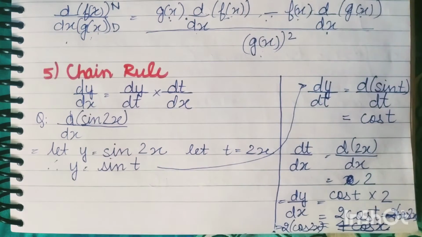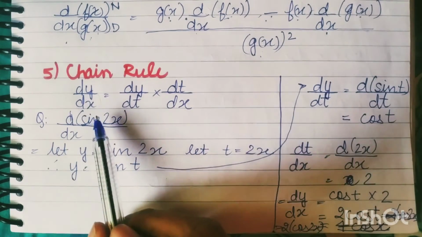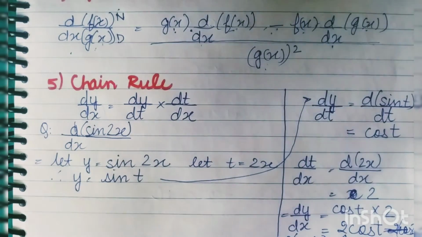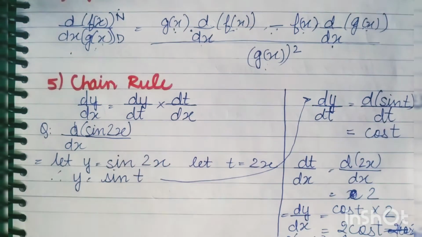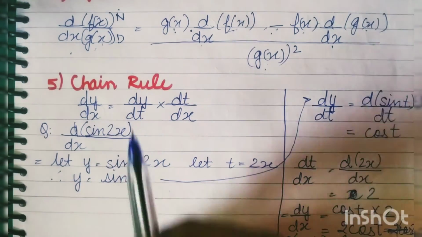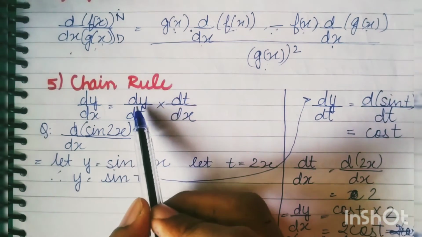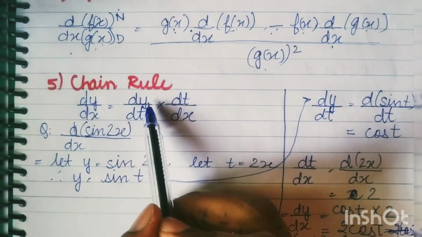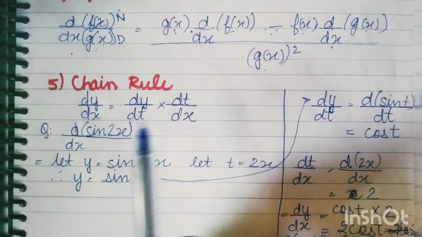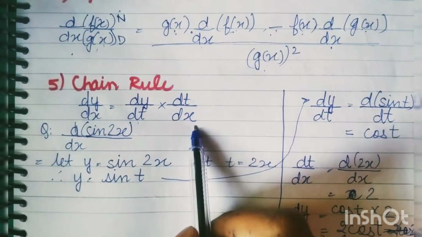Now I am sure that you are clear with the quotient rule. Coming to our last and final rule, that is the chain rule, which is the most important. So now you have a term, differentiation of y with respect to x, that is dy upon dx. We can write it also as dy upon dt into dt upon dx, that is differentiation of y with respect to t into differentiation of t with respect to x.